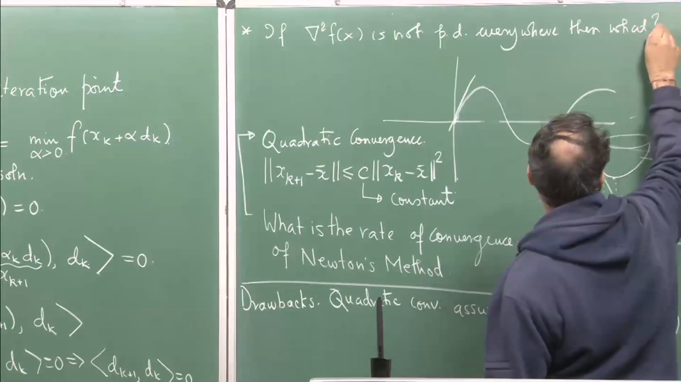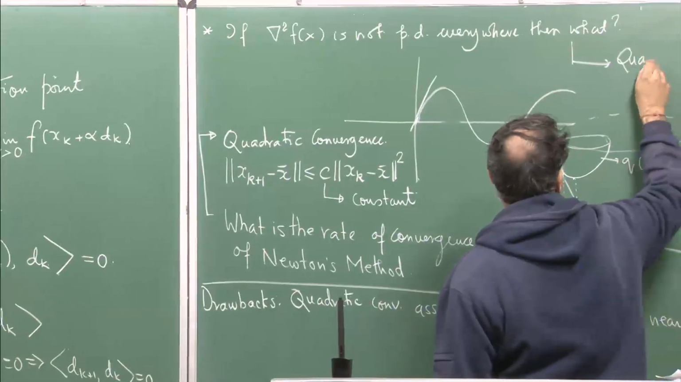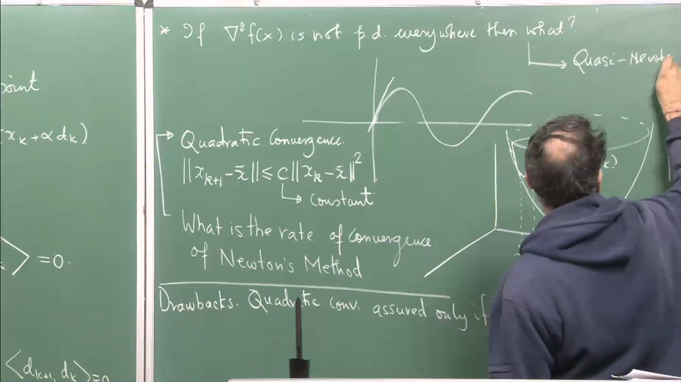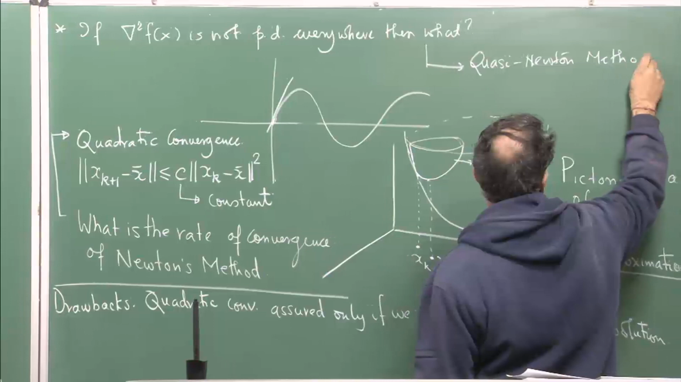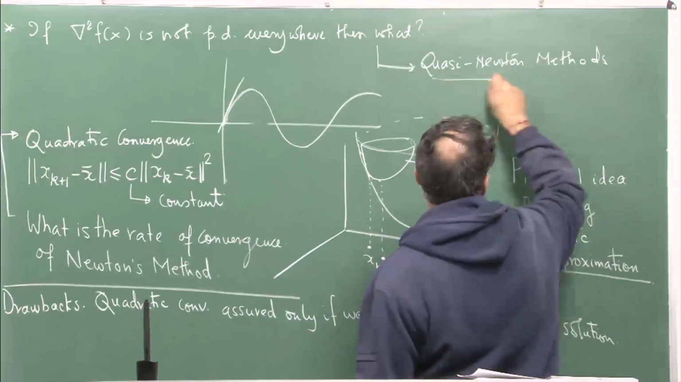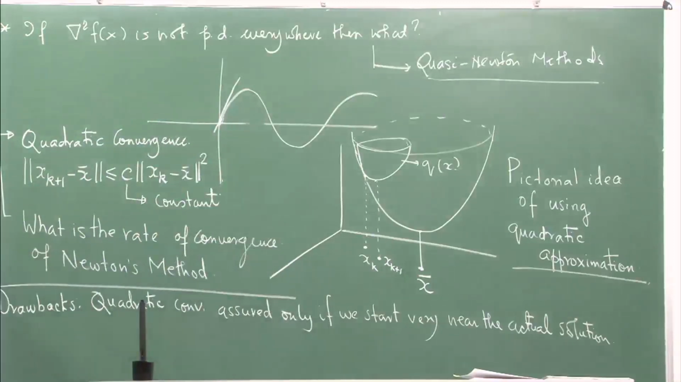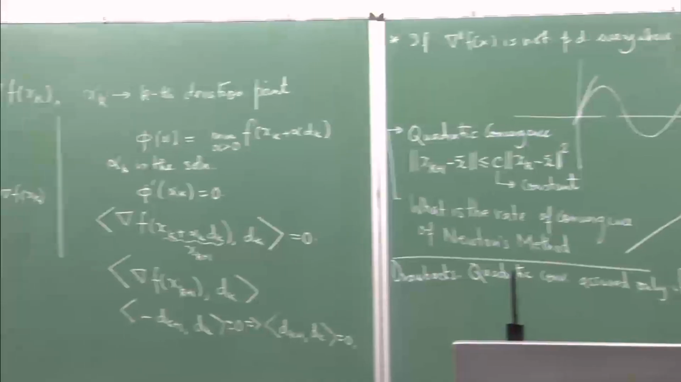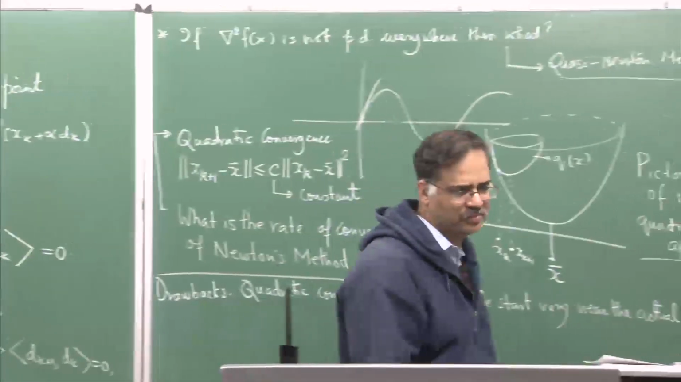So, these drawbacks have led to what we will study later as quasi-Newton methods, which is one of the major methods for solving unconstrained optimization problems, where there is a very clever way to imitate the Newton method, but handle situations where this is not true.